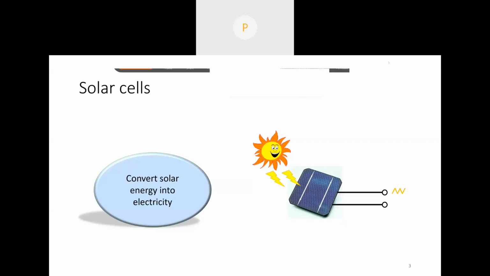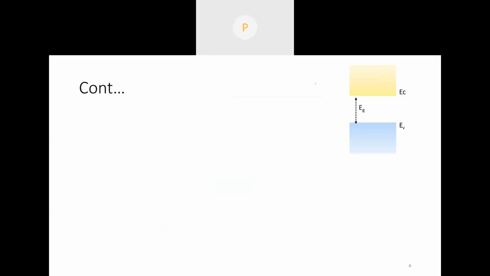What type of material you should select. So yeah, next slide please. Yeah, so for solar cell application, we generally use semiconducting materials.